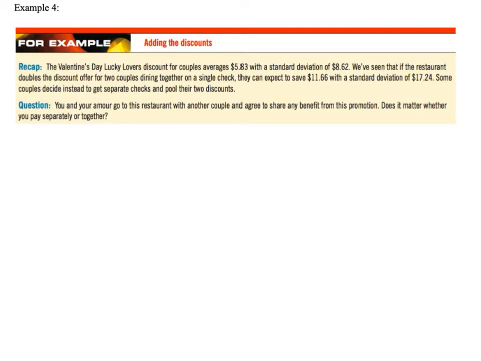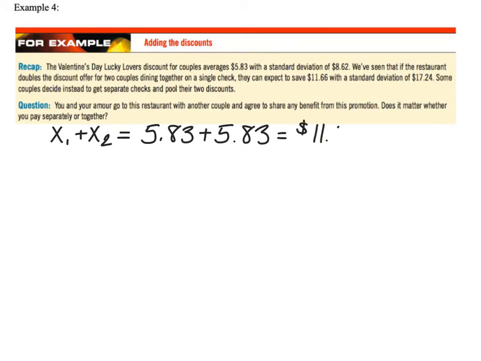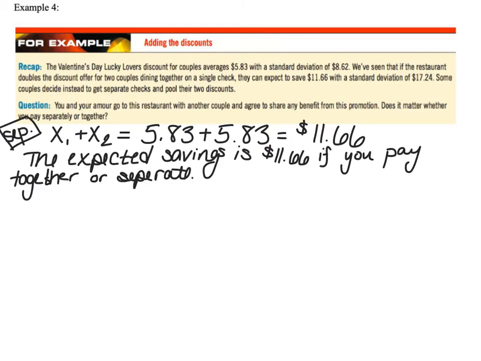So if we do that, that would be 2 random variables. Okay, so I'll say capital X1 plus X2. So that's going to be equal to just adding our 2 random variables together. So the 5.83 and 5.83 would be $11.66. So the expected savings is $11.66 if you pay together, or now we see if you pay separately and pool your savings.